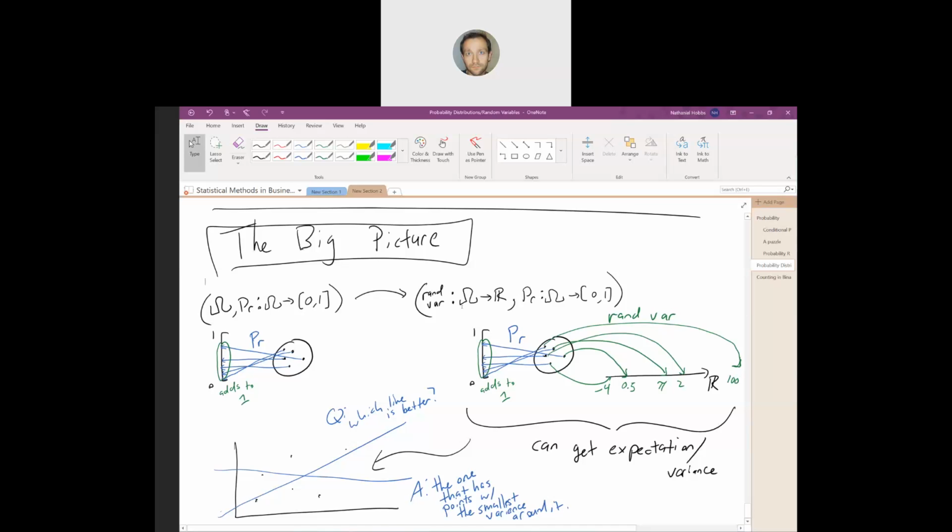Then we expand this into random variables. So this is just taking a probability space and assigning events to numbers. So here's a probability space, and all these green arrows coming out of it, going to the real number line, is just some function that maps events to numbers. This is nice because you can get the expectation and the variance.